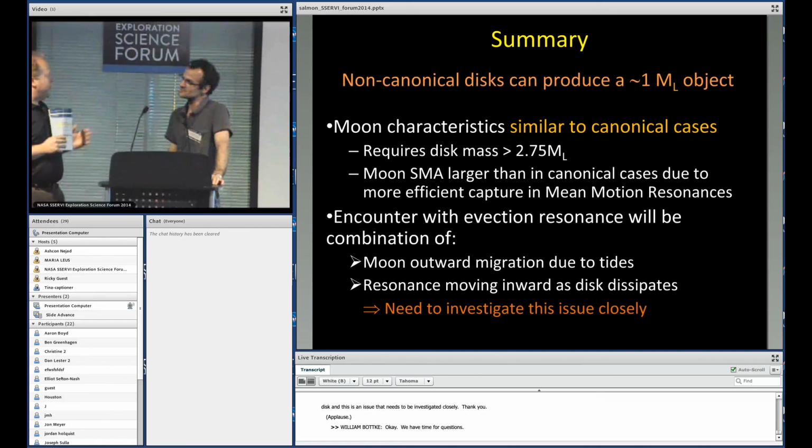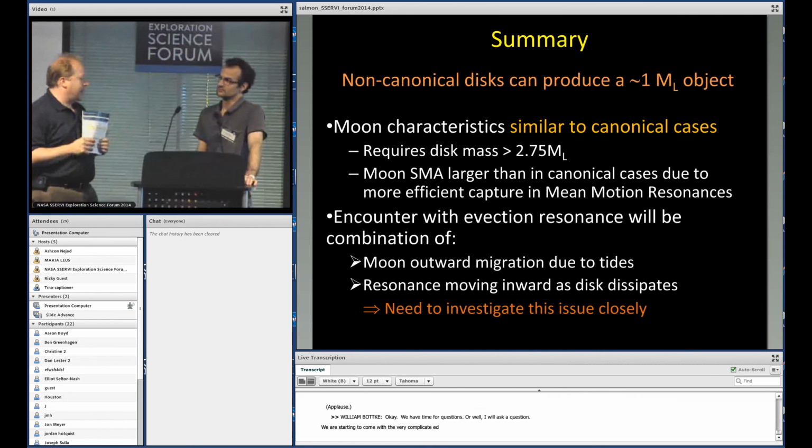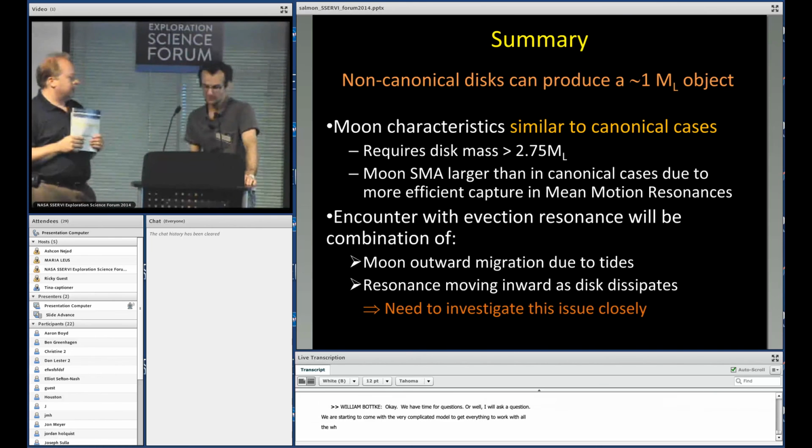Another way to maybe say some of the things you're talking about here is that we're starting to get a very complicated model to try to get everything to work with all the different parameters. And the more complicated it gets and the more knobs you add in, the more the probabilities are going to go down. So you want to talk about that a little bit.